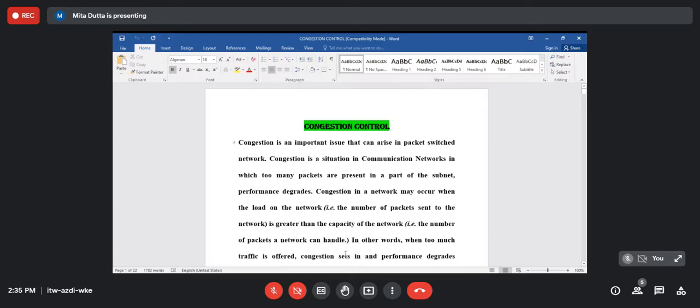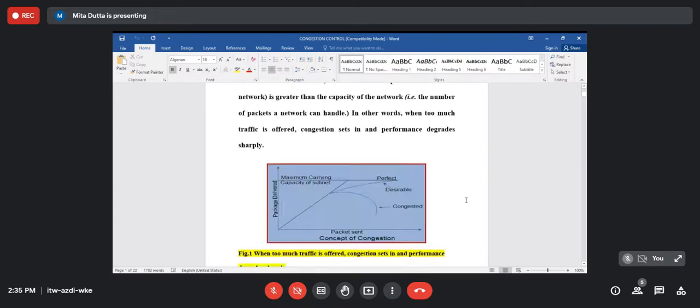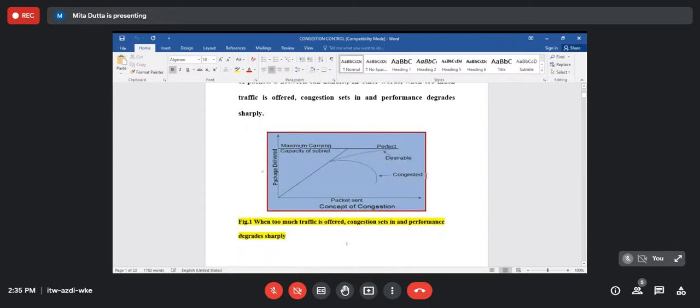When the roads are flooded with more traffic. Now, this congestion situation can be shown with the help of a graph. What this graph is showing here: this is the packets sent and this is the packets delivered. And this line is the maximum carrying capacity of the subnet or network.